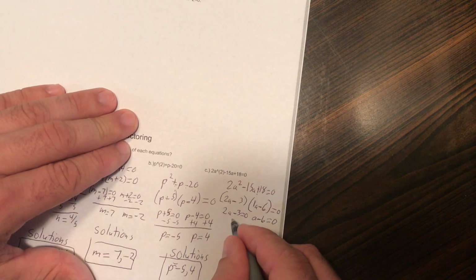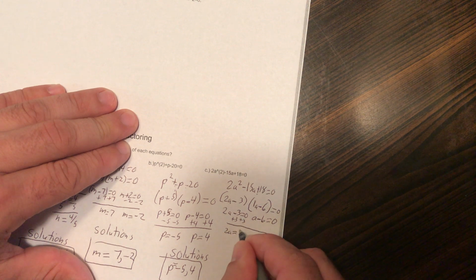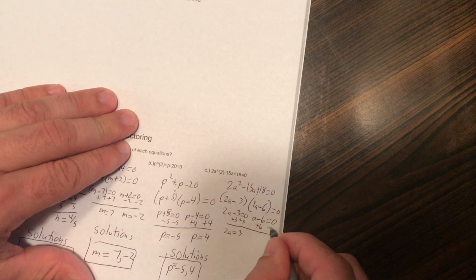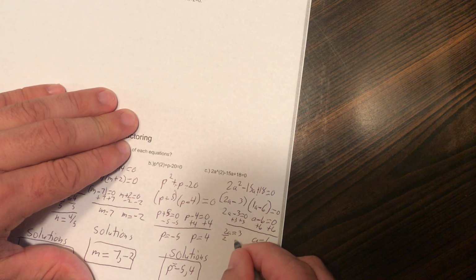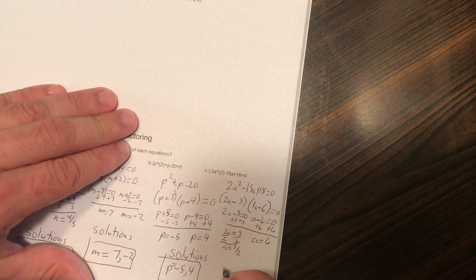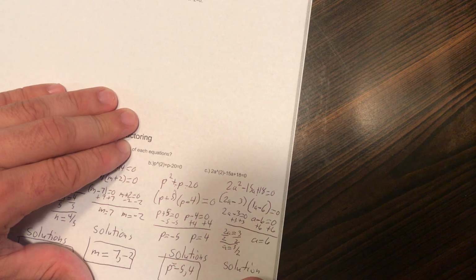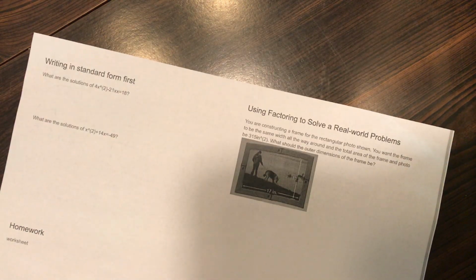Now plus 3 to both sides. 2a equals 3, plus 6, you're going to get a equals 6, and over here you still got to divide by 2, so you're going to get a equals 3 over 2. So solutions to this one are a equals 3 over 2 and 6. There are my solutions.